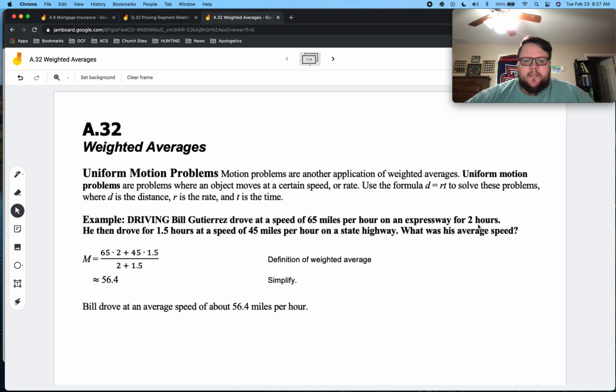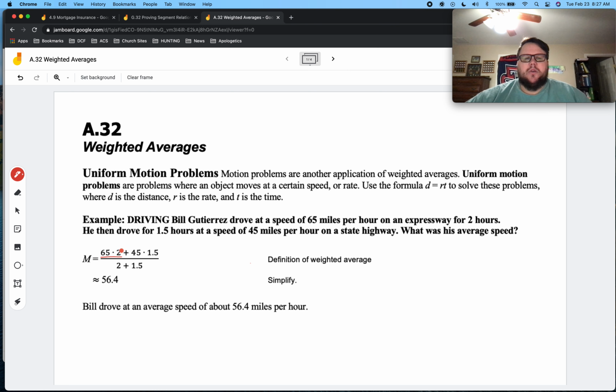So, example: Bill Gutierrez drove at a speed of 65 miles per hour on an expressway for 2 hours. Then he drove for 1.5 hours at a speed of 45 miles per hour on a state highway. What was his average speed? So, speed is your distance over time.